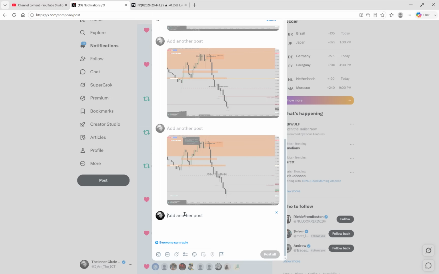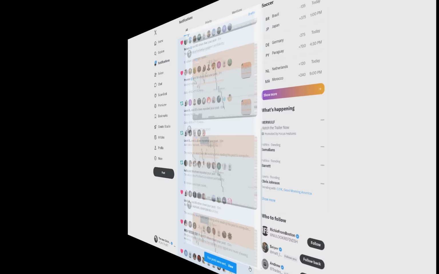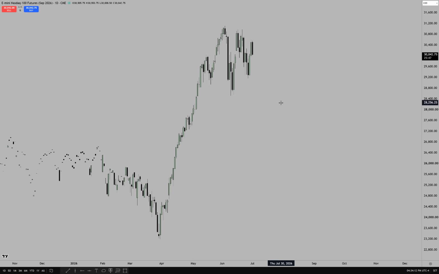And there it is. Beautiful, isn't it? So we're going to look at the NASDAQ September contract. I hope you're doing well.